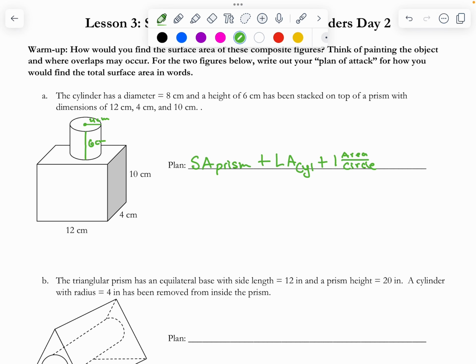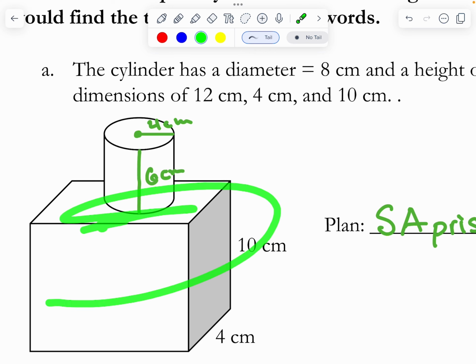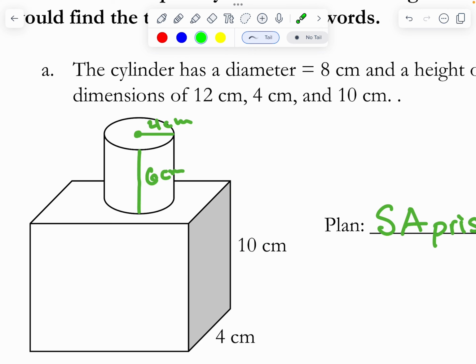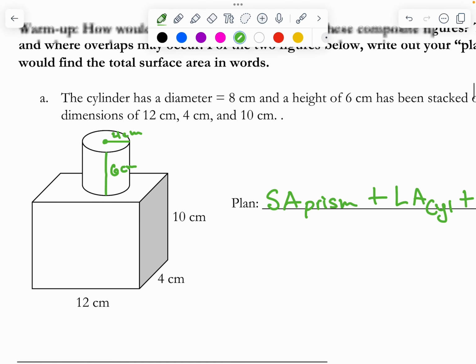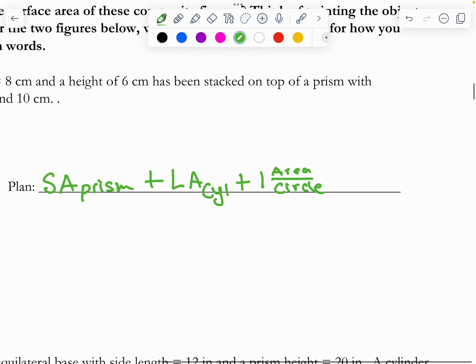And again, it doesn't matter what order. And at the end, remember, so we've got the total surface area, then we have this, and we have this, but there's something we have to take away where they're joining, and we have to take away the surface area of the lower base. So minus one area of a circle.